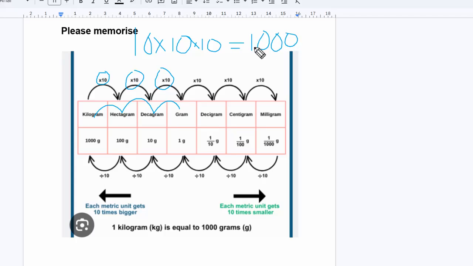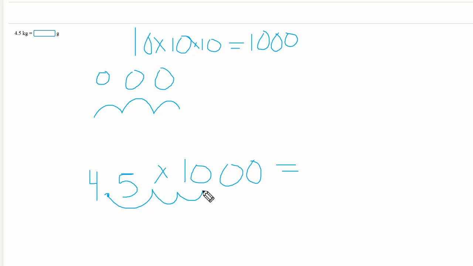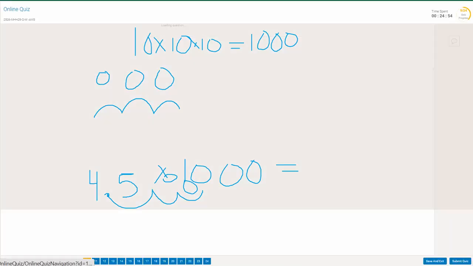How much do you multiply by? You have to know how many times you had to jump. How will you know this? By memorization. That is the best way you can do this. So 4.5 times 1000 is 4500. Let's go to the next one.